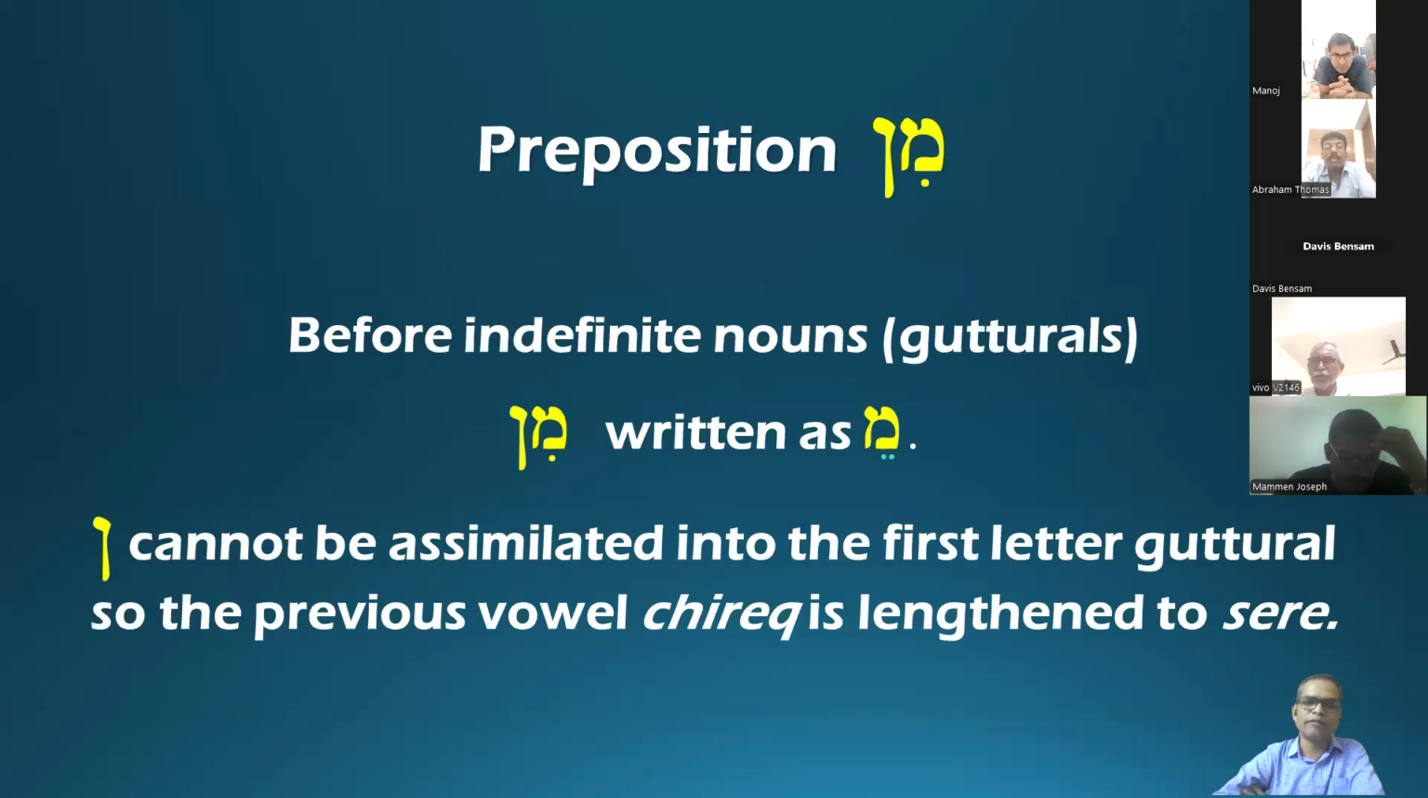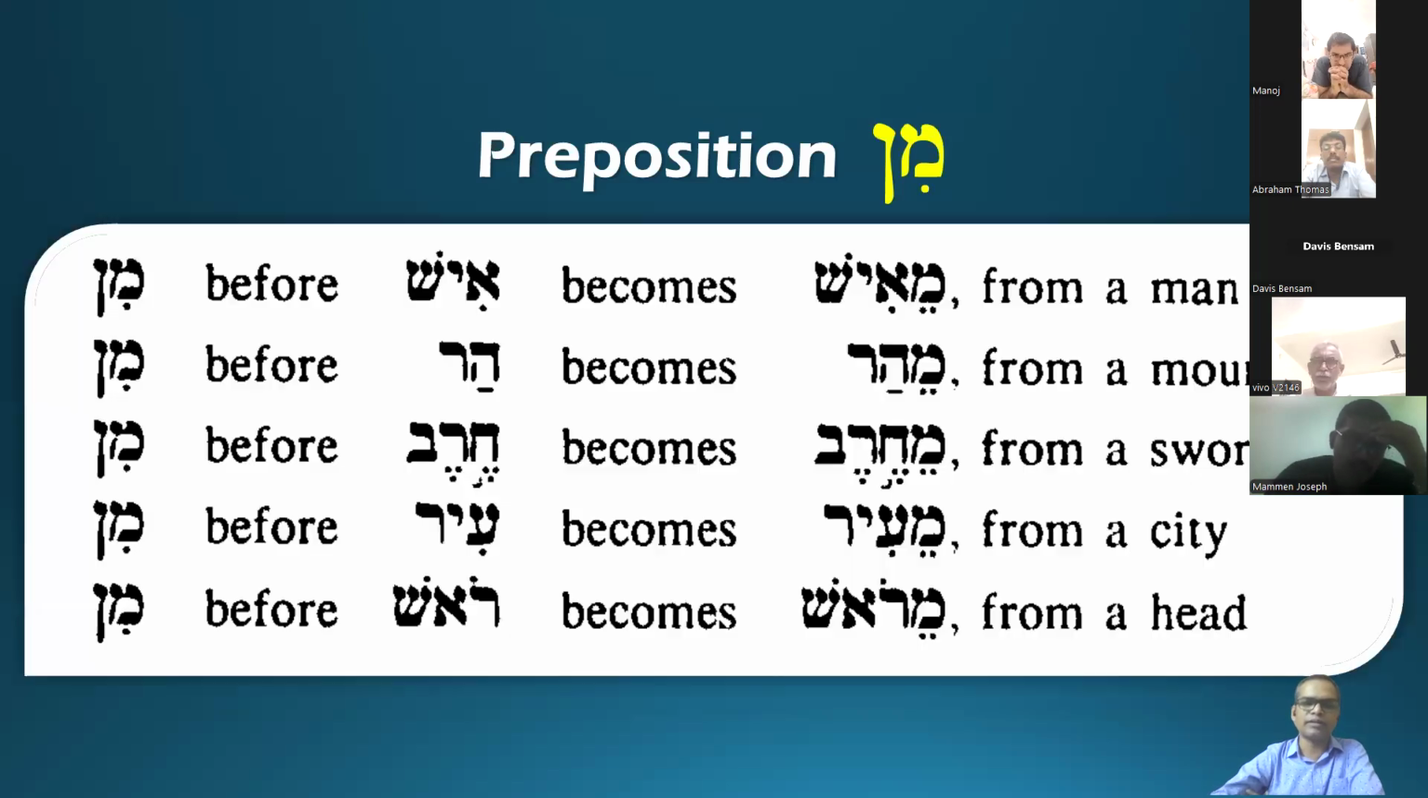Now the next one, before gutturals. If the initial consonant of an indefinite noun is a guttural, what will happen? We all know that nun cannot be assimilated into a guttural in the form of dagesh forte, because dagesh forte will not accept gutturals. That means gutturals cannot accept dagesh forte, or in other words, gutturals cannot be doubled. So what will happen?